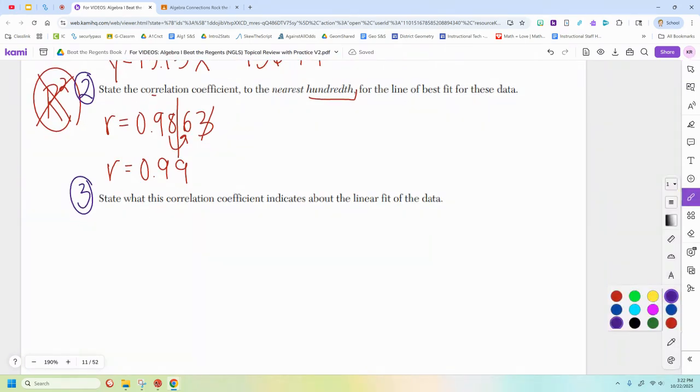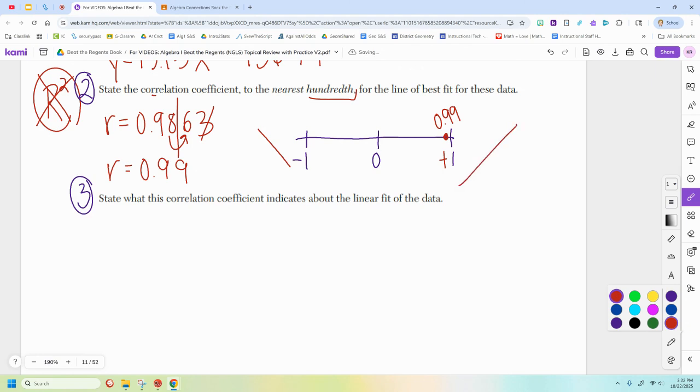So what actually is a correlation coefficient? It's a number that's somewhere between -1 and +1. Our correlation coefficient is right here. It's 0.99, so close to 1. A negative correlation coefficient means the line is going downhill. A positive correlation coefficient means the line is going uphill.